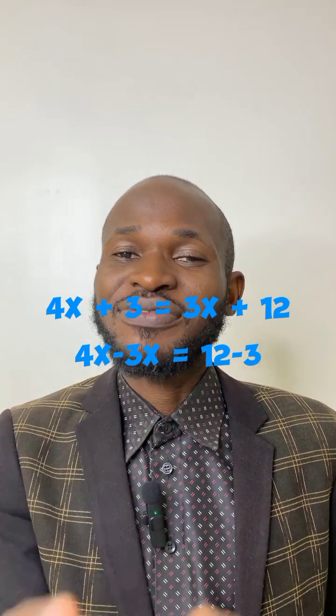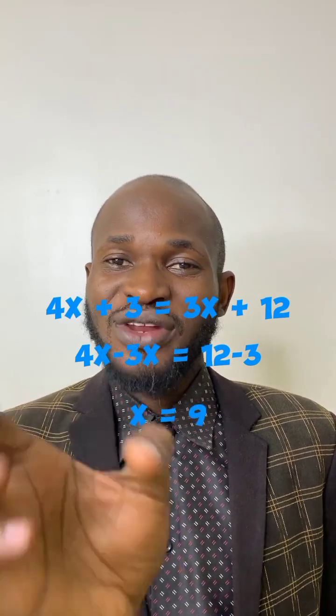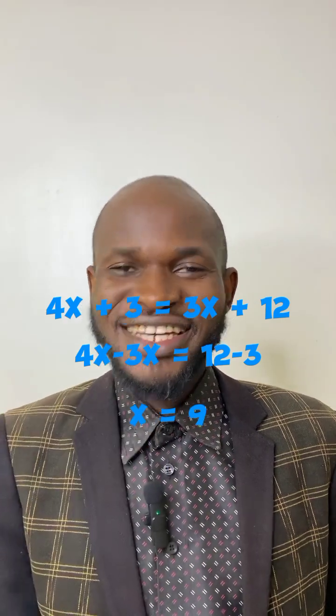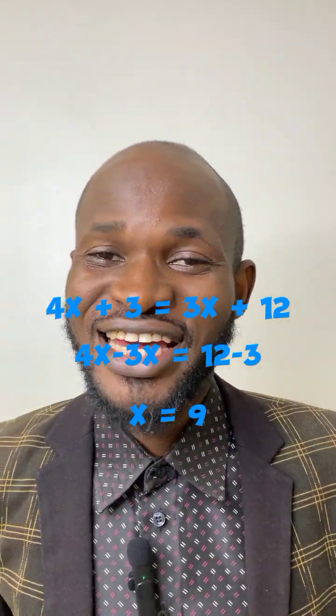Now your 4x minus 3x will give you x, your 12 minus 3 will give you 9, so x is 9. Thank you so much. It's that simple.